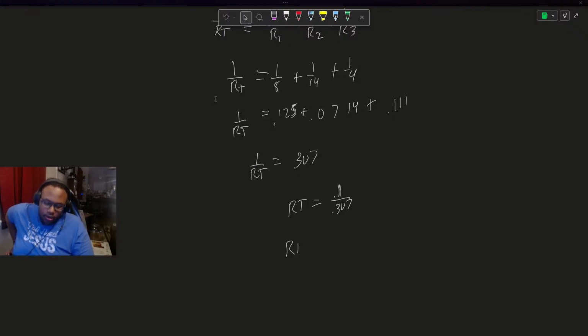Now, you might be thinking, why is the resistance so low? Don't I have a 14 ohm resistor in the circuit? And don't I have an 8 ohm resistor in the circuit? That doesn't make sense. Well, it actually does make sense, because in a parallel circuit, you cannot have more resistance than the lowest resistor value.